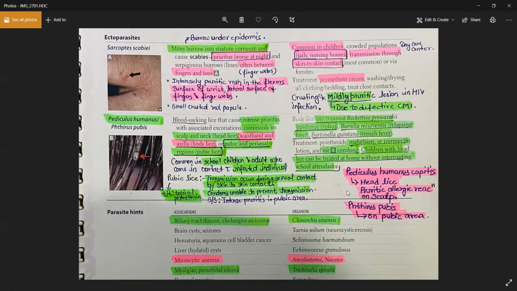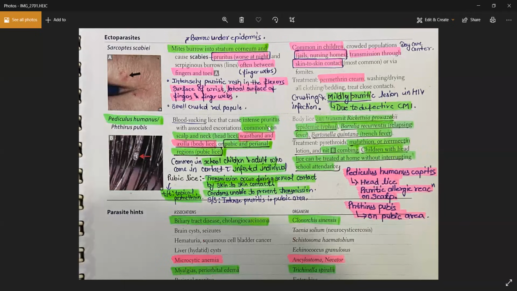skin to skin contact. Then Pthirus pubis causes pruritus in the inguinal region or the pubic area. Okay, and you need to know that condoms are unable to prevent this transmission because it is due to skin to skin contact. Okay, so in case of very intense pruritus in the pubic area, it would be Pthirus pubis. In case of scalp, it would be Pediculus humanus capitis. Okay, and the treatment includes giving the patient either ivermectin or malathion, which kills the parasite. Okay, and the nit comb. And you also need to know that children with head lice can be treated at home without interrupting school attendance. You don't need to stop your children from going to school. Okay, you can easily treat this condition at home.